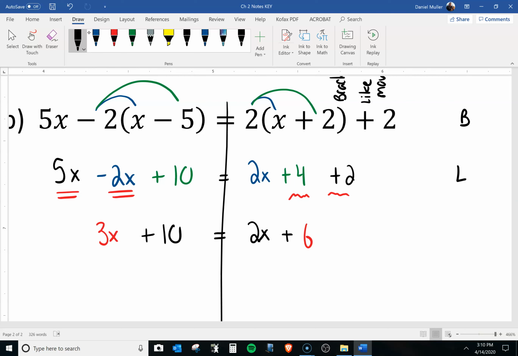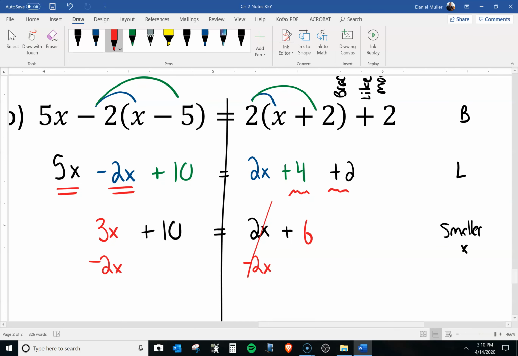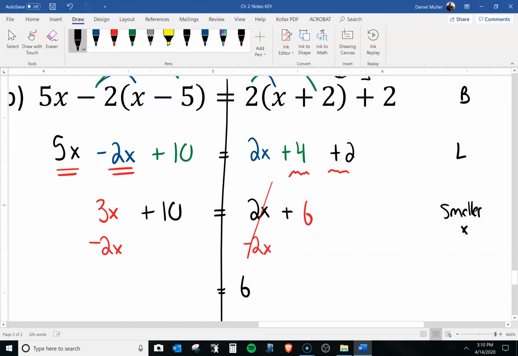Now we're going to get rid of the smaller x. So 2x is smaller than 3x, so I will subtract it away on both sides. So on the right side, that's now gone, so I just have the 6. On the left, I've got a 3x minus 2x. That's a 1x. And then I've got a plus 10.